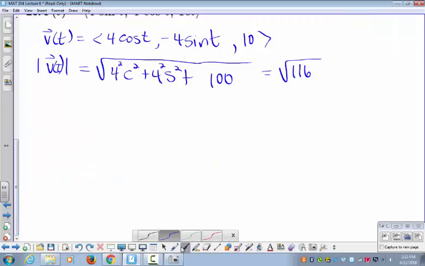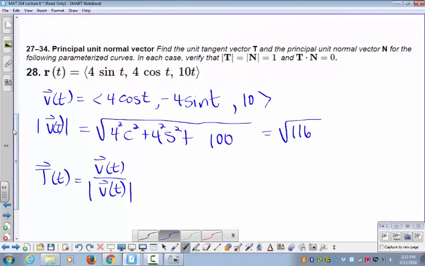the velocity divided by speed. Is it supposed to be the root of 132 instead of 116? Maybe, but I doubt it. But maybe. Let's check. So square that, we get 16 cosine squared. Square that, we get 16 sine squared. Then 16 factors to the front, leaving sine squared plus cosine squared, giving us just 16. And then plus the 100.